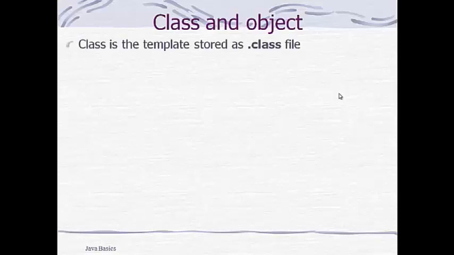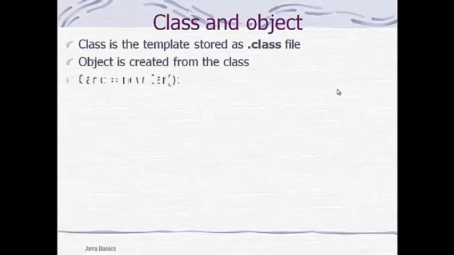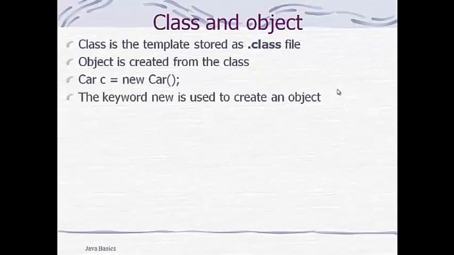Class is the template stored as a .class file. Object is created from the class. If we say Car c = new Car(), the keyword new is used to create an object.